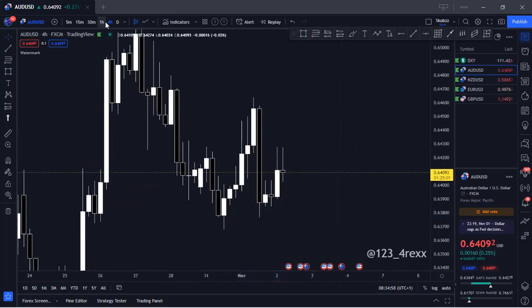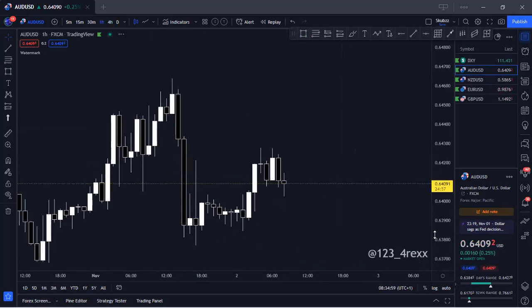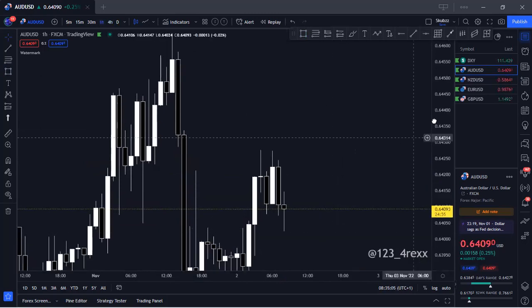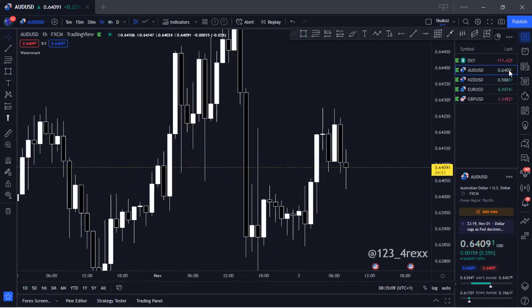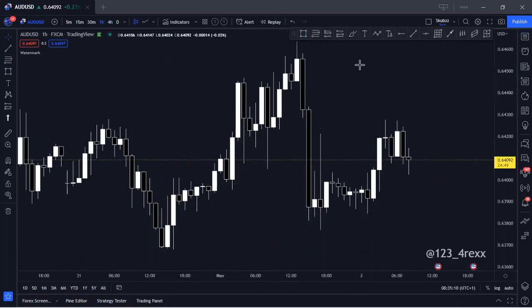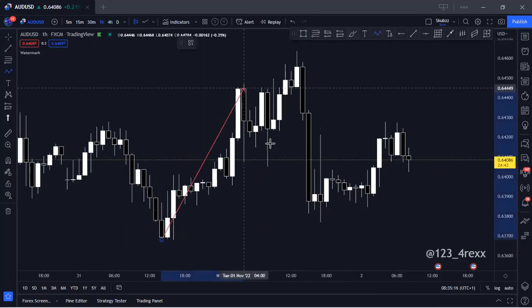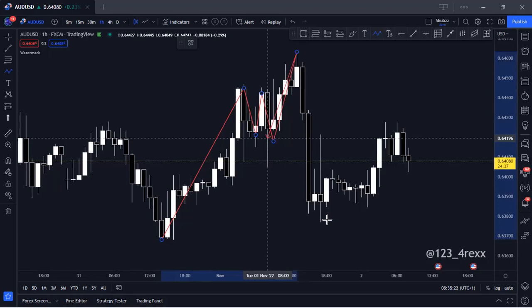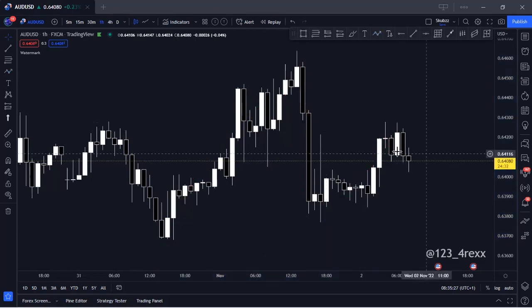Let's go to the 1H and see. Coming to this 1H, this was basically what we had. We had that whole push, and then we consolidated here for a while before pushing up. Then price came back and broke it to the downside, and price is actually reacting from that level. But I don't think it's a proper reaction.